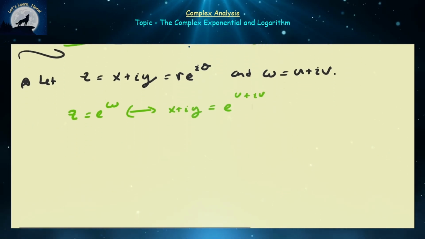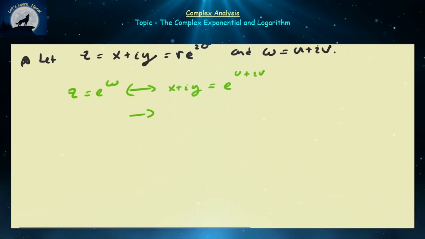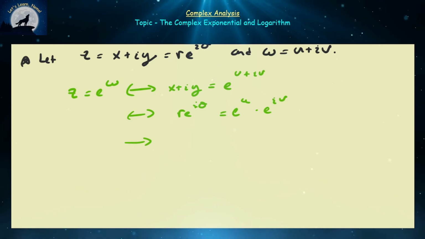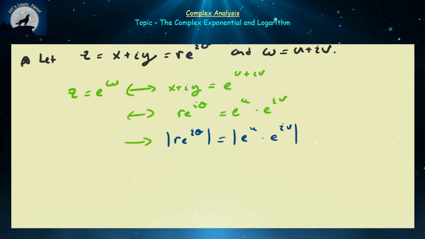So if we look at x plus iy in polar form, then you're going to have r e to the i theta will be equal to, and exponential functions can be decomposed across their sum arguments, e to the u times e to the iv. From here, I can take the norm of both sides of this expression, so the norm of r e to the i theta will be equal to the norm of e to the u times e to the iv. And now we can use the properties of exponentials because this is going to be equal to what?